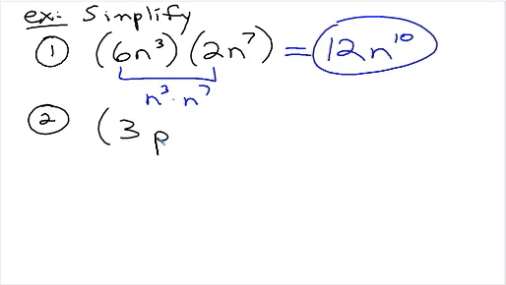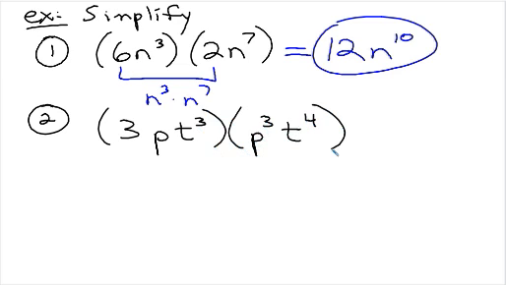3p t to the third times p to the third t to the fourth. Now the reason I wanted to go over this one is because sometimes people don't know what to do with this p right here. If there's no power written with the variable, then the power is 1. All right, if there's no power written, then the power is 1.